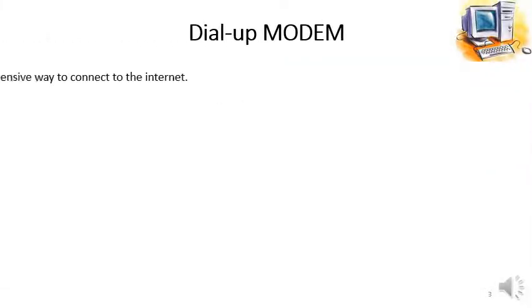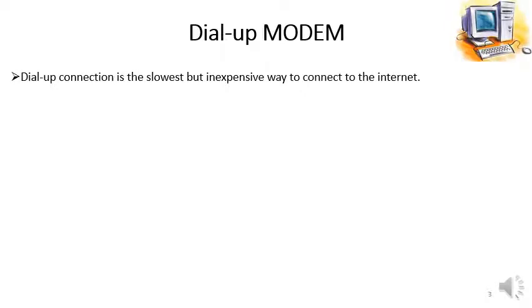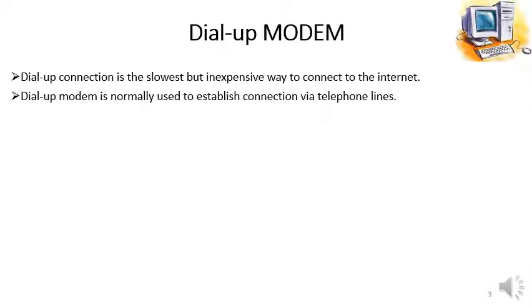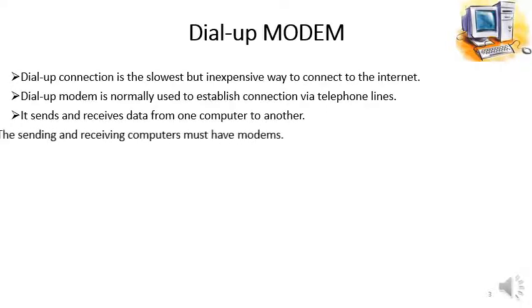Dial-up modem. Dial-up connection is the slowest but inexpensive way to connect to the network. A dial-up modem is normally used to establish connection via telephone lines. It sends and receives data from one computer to another. The sending and receiving computers must have modems.